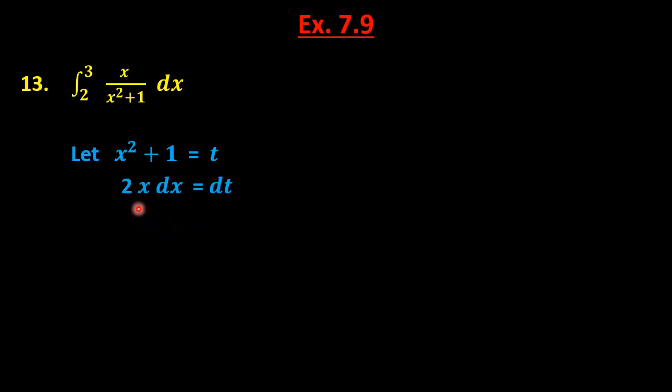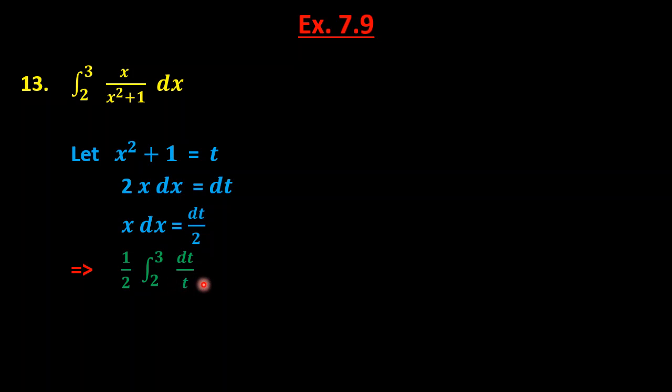After differentiating, we will get 2x dx equals dt, and then x dx will be dt by 2. So we need to replace this x dx by dt by 2 here, and x square plus 1, which is the denominator, will be replaced by t. After replacing, the question becomes half integration 2 to 3 dt by t. The 1 by 2 is taken outside because it's a constant of integration. Now here we can integrate this function.